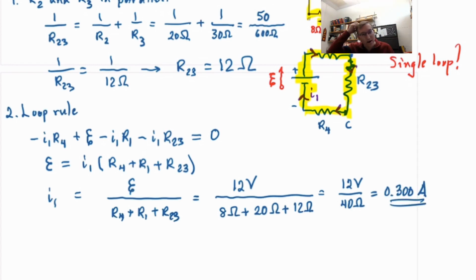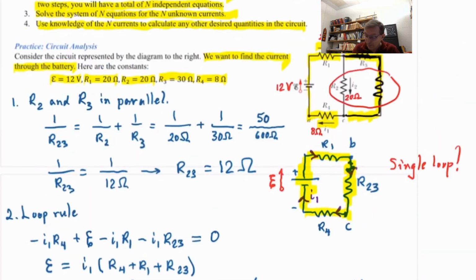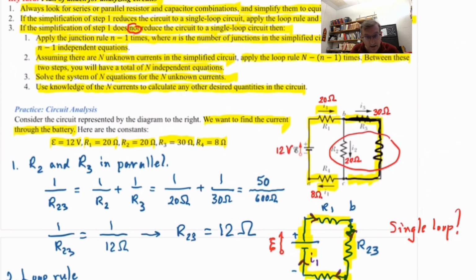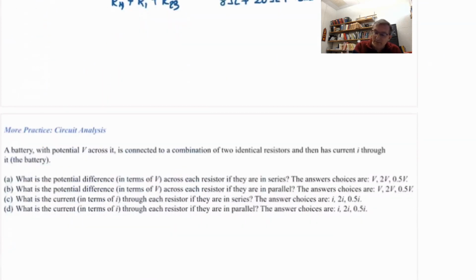And that's the current I1 in this single loop circuit, which is also the current in the leftmost branch of the original circuit, which is the current through the battery, which is what I was supposed to find. Okay? Now in class, I'm going to do a problem where I can't really do much with step 1, and therefore with step 2, I'm going to have to go to step 3 in that plan of attack. But for now, I'm just going to leave you with another little class engagement.